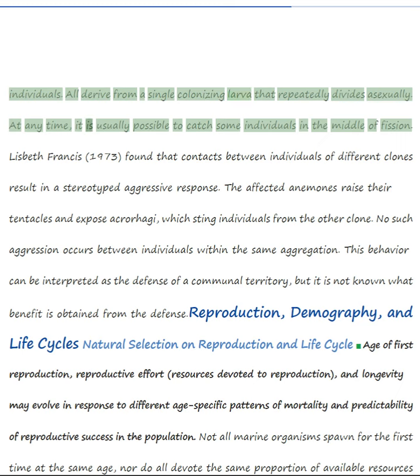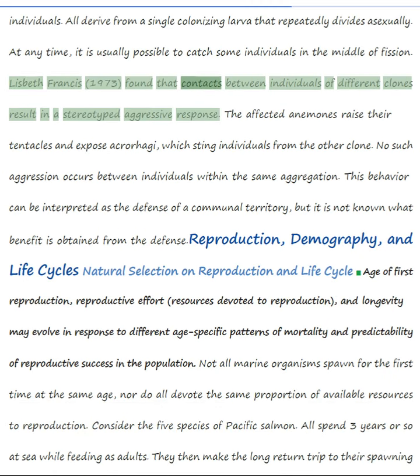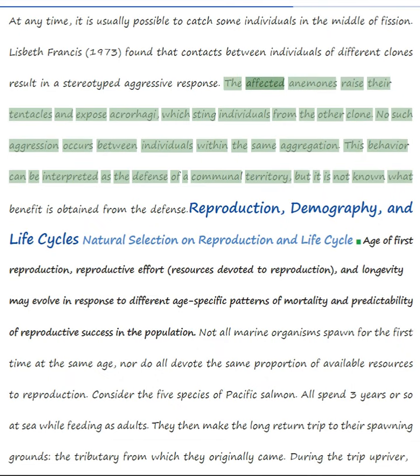At any time, it is usually possible to catch some individuals in the middle of fission. Lisbeth Francis found that contacts between individuals of different clones result in a stereotyped aggressive response. The affected anemones raise their tentacles and expose acrorhagi, which sting individuals from the other clone. No such aggression occurs between individuals within the same aggregation.